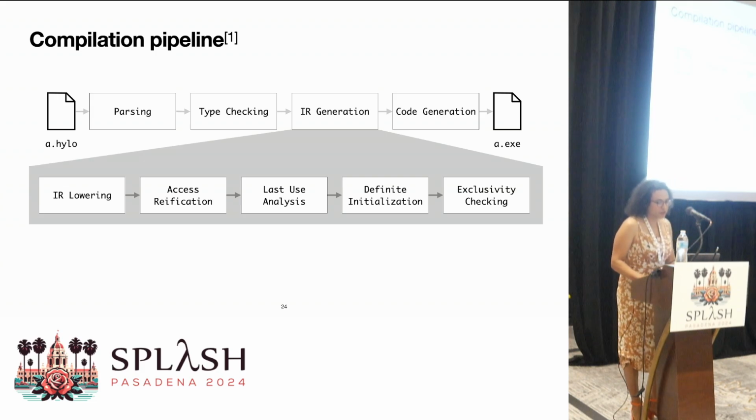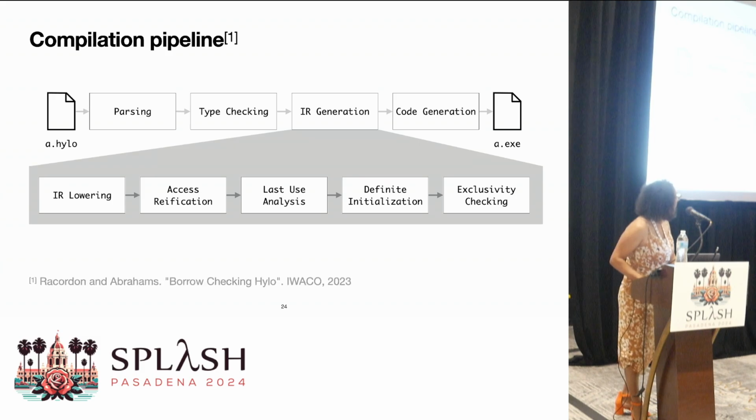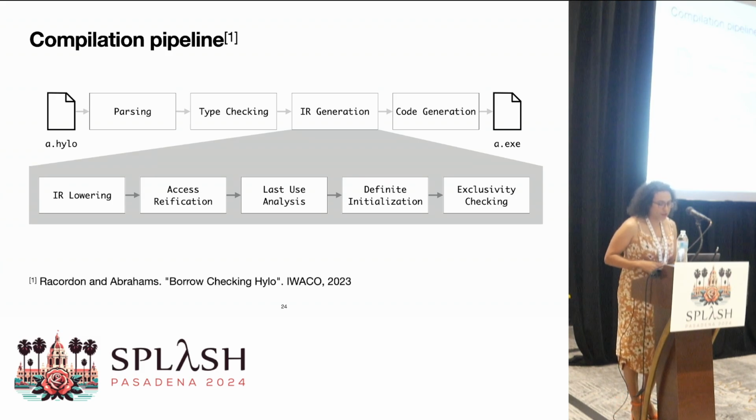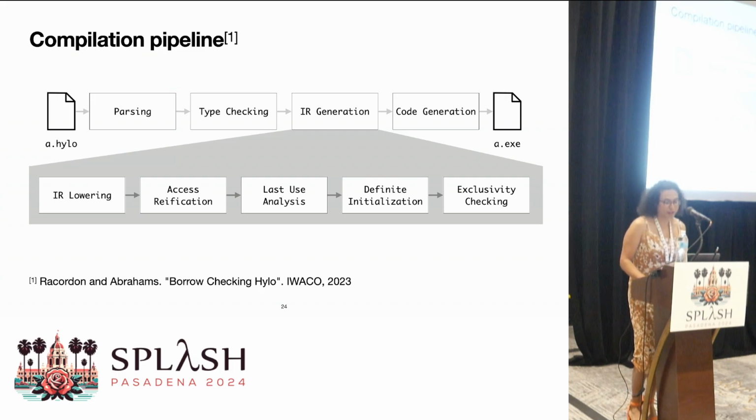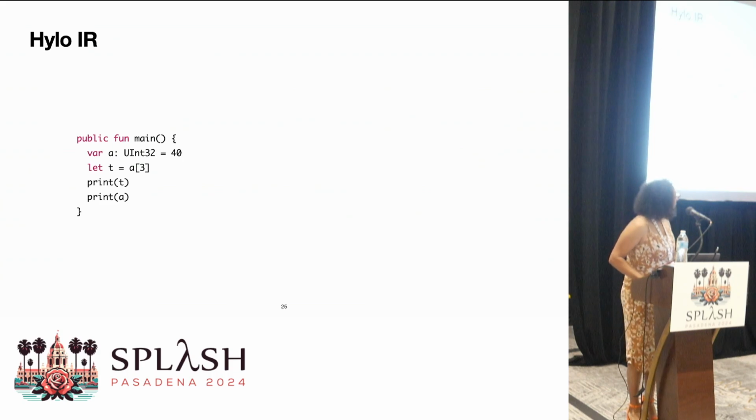And IR generation itself is decomposed into a few steps. Here today I will only talk about the first two, but if you're interested, I had a talk last year at Iwako where I talked about the whole pipeline, or catch me at the coffee break. So Hilo IR is a typed static single assignment instruction set that is designed to express and check the flow-sensitive typing rules of Hilo, and it looks a lot like LLVM if you've ever used LLVM.